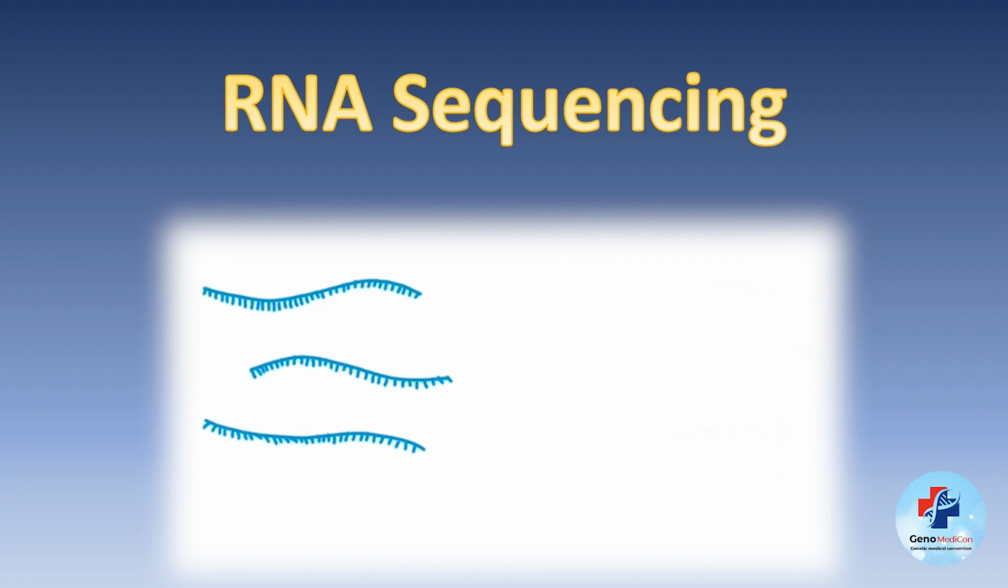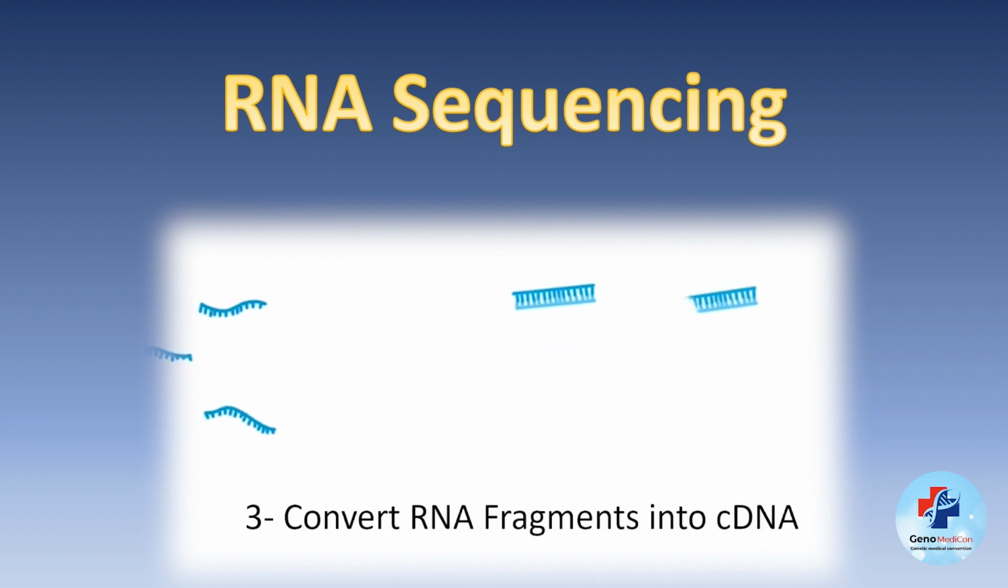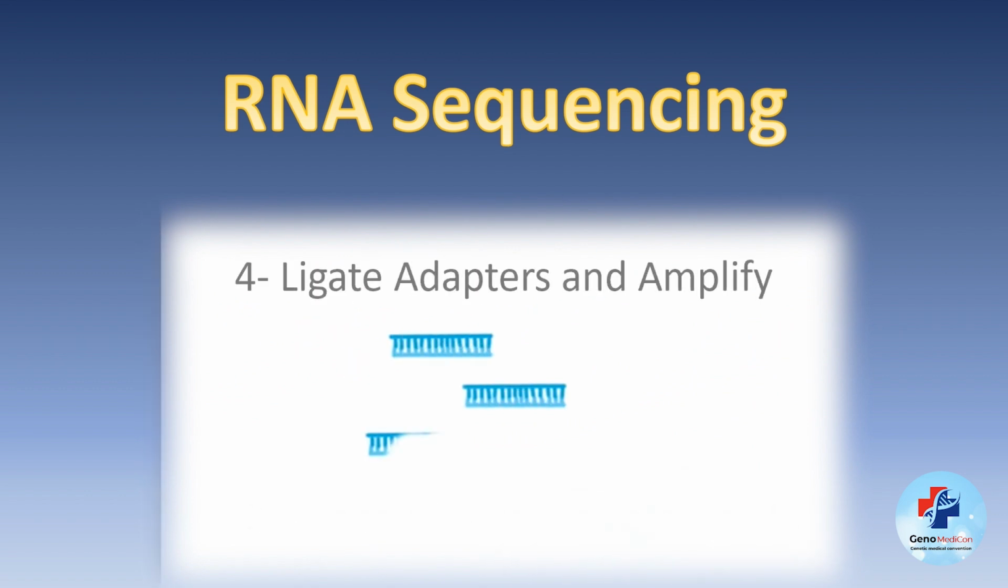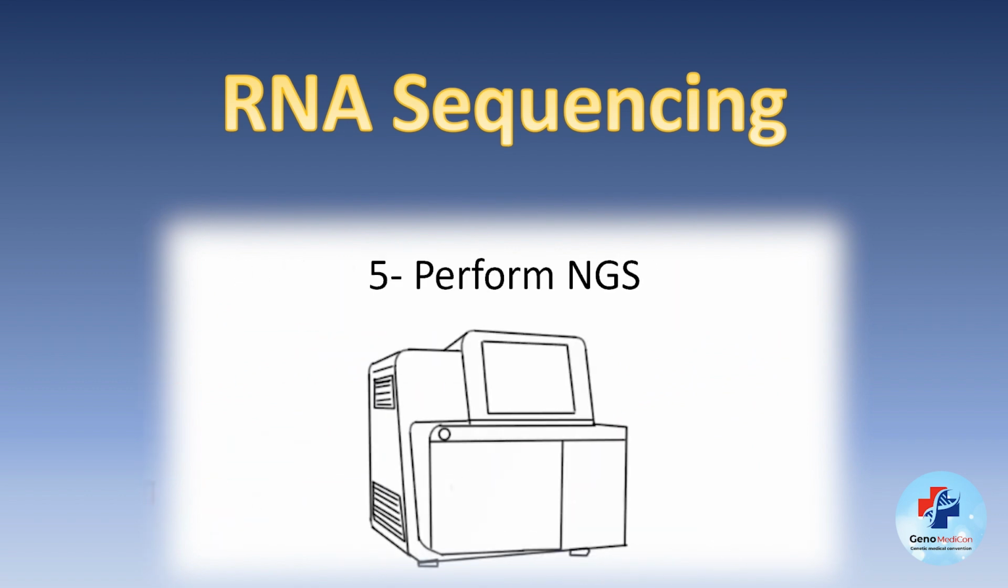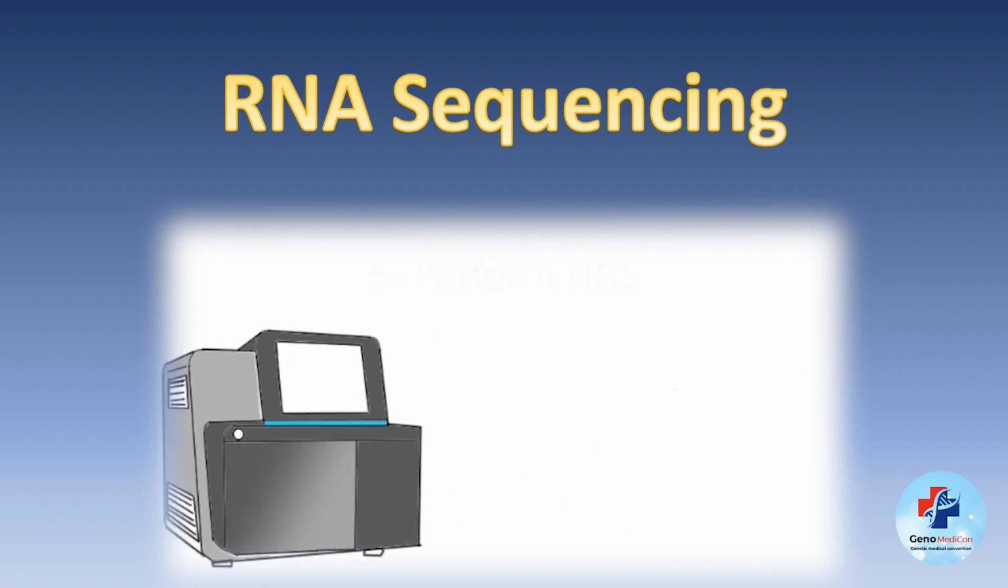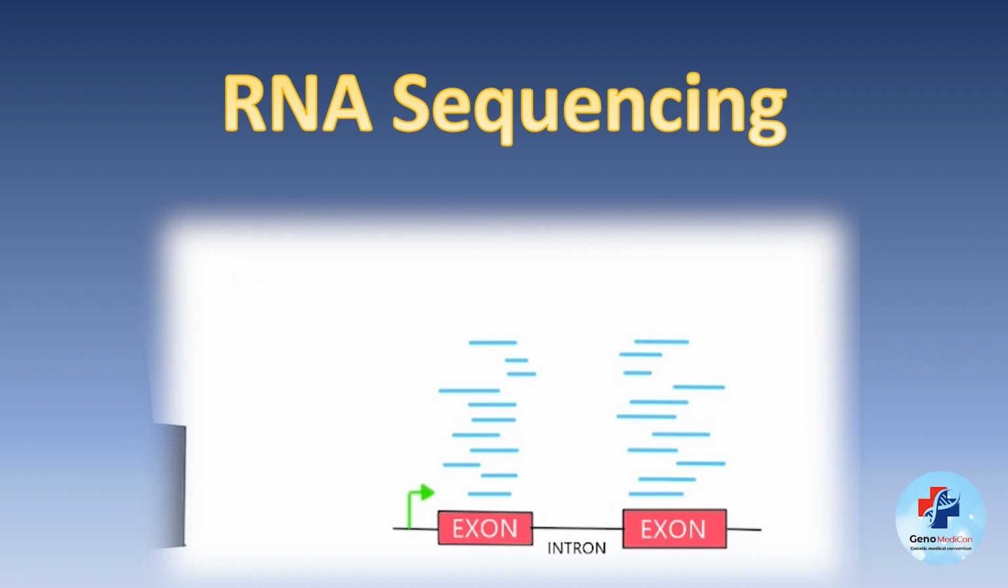This method is more sensitive, provides better accuracy, and is not influenced by cross-hybridization sequence biases. It can eliminate most of the background noise through high-throughput sequencing of cDNA fragments produced from RNA or RNA fragments, which results in an accurate mapping of transcripts to unique regions of the genome.